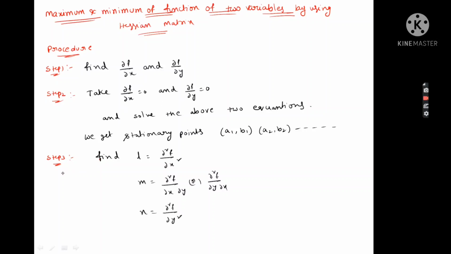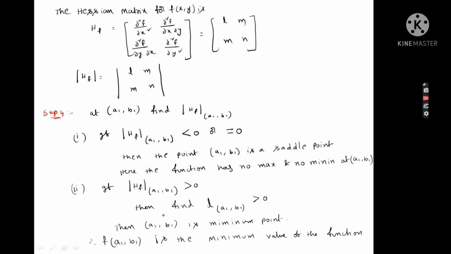These ordered pairs, whatever we get by solving the two equations, are nothing but stationary points. Now step 3, again find L, M, N. L is nothing but d square f by dx square. M is d square f by dx dy. N is d square f by dy square.